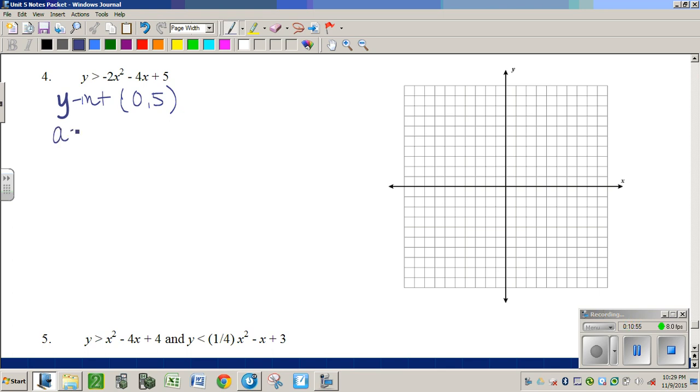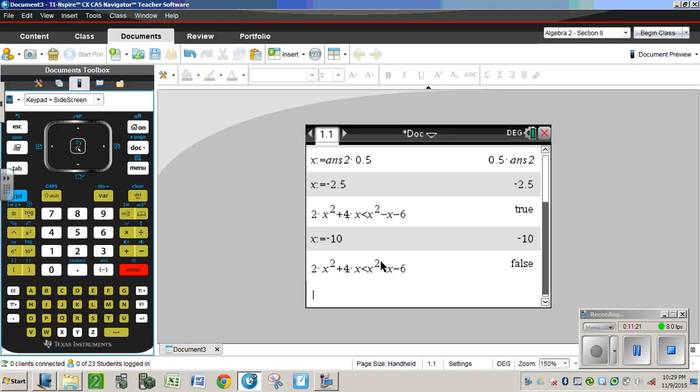Now, your a value is negative 2, so that tells you that it opens down. Now, can I use my little pattern on this one if my a value is negative 2? Right, you can't. So I would suggest probably the easiest way to go about doing this one would be to go to your calculator and get a table of values. So go ahead and open up a graphing page.